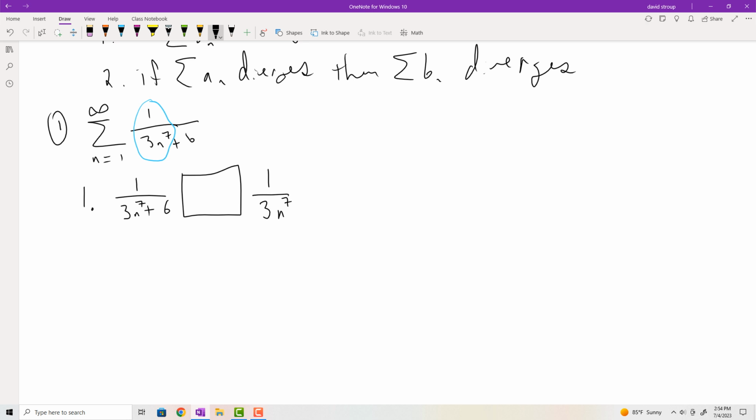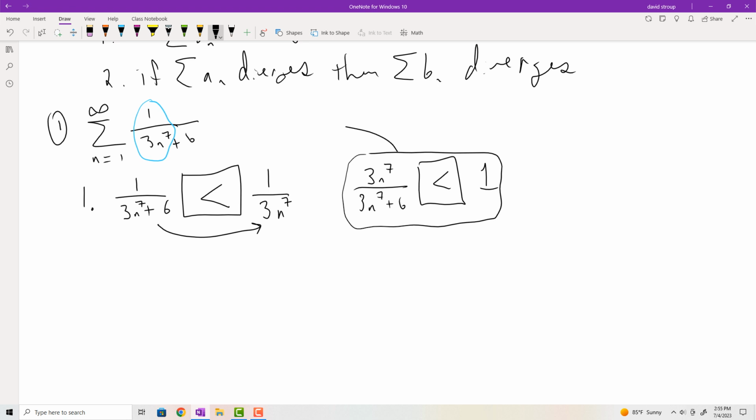Which one is bigger, which one is smaller? Well, you can think of it as going from here to here, I made the denominator smaller, therefore I made the entire expression bigger. So you'll have that inequality hold. If you don't like that, you can cross multiply and then make the relationship. If I multiply both sides by 3n to the 7th, I would have 3n to the 7th plus 6, and then I'm comparing that to 1. Of course, something small over something bigger is going to be less than 1. So that also gives you the inequality, and that would tell you I need a less than symbol here.